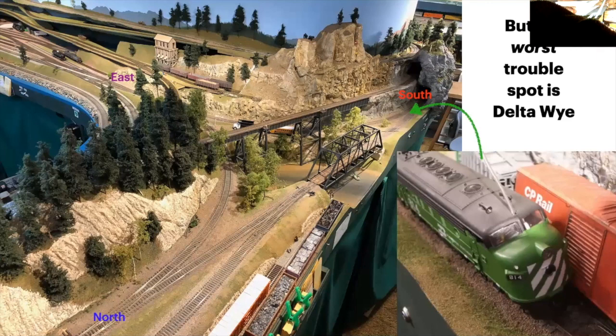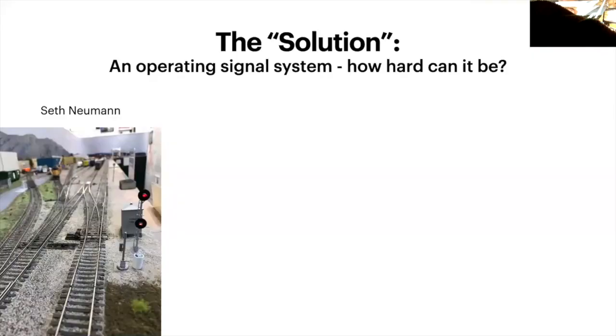But the worst problem on my layout is a Y called Delta Y, where trains from the north, the east, and the south all come together. It would be really great for me to be able to have a signal to keep them out of the Y until their turn has come. So the solution is an operating signal system.